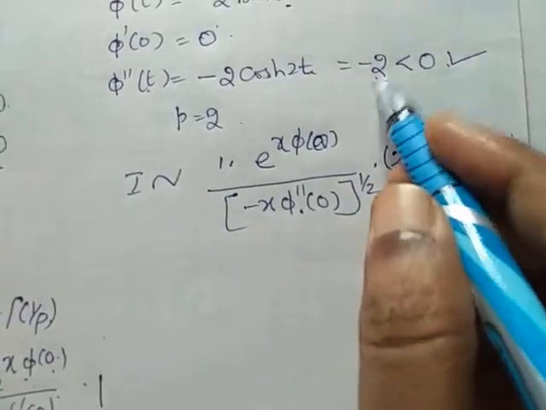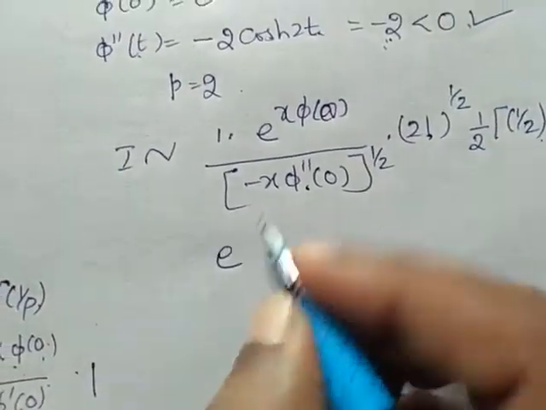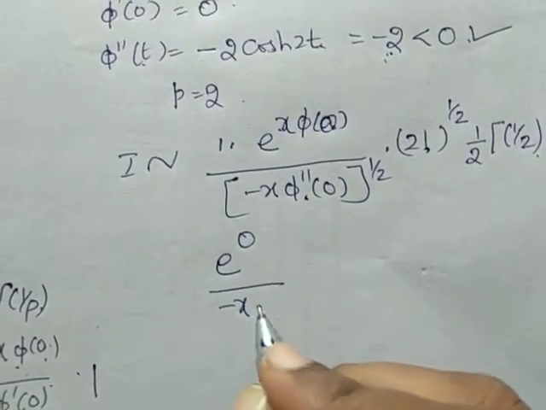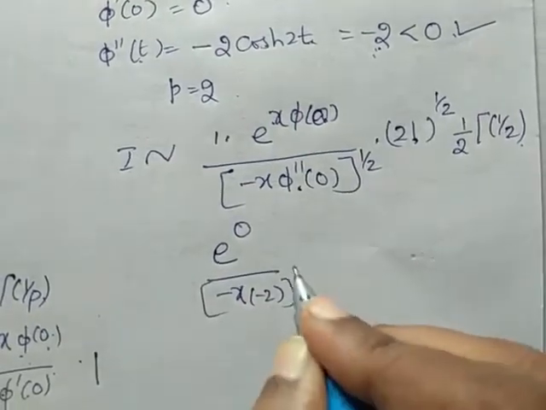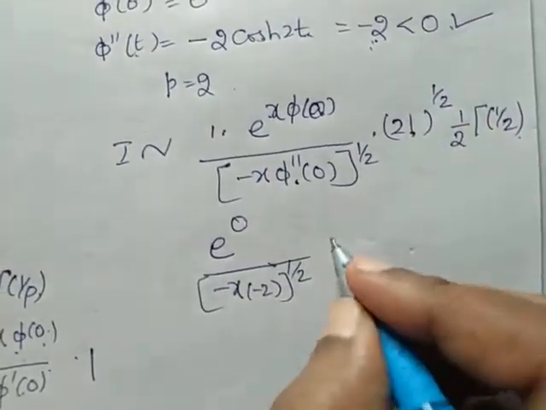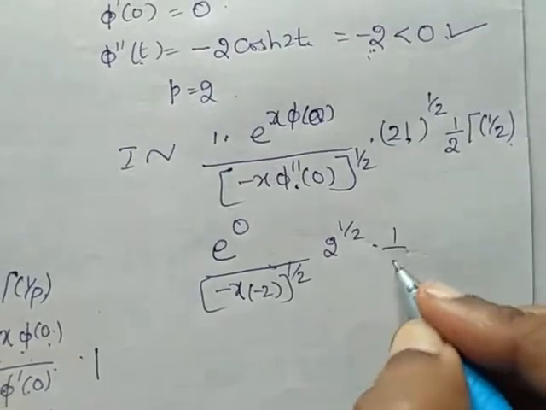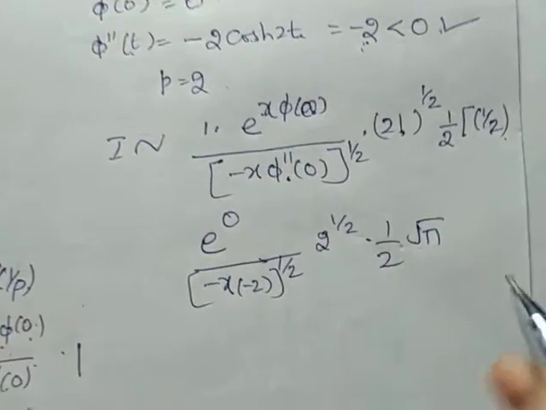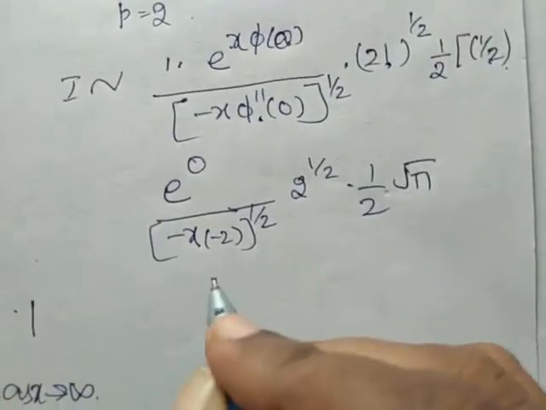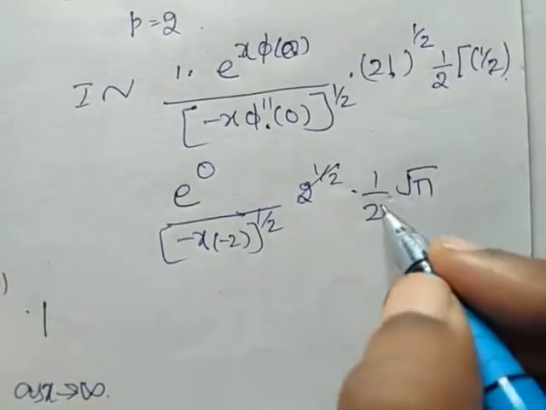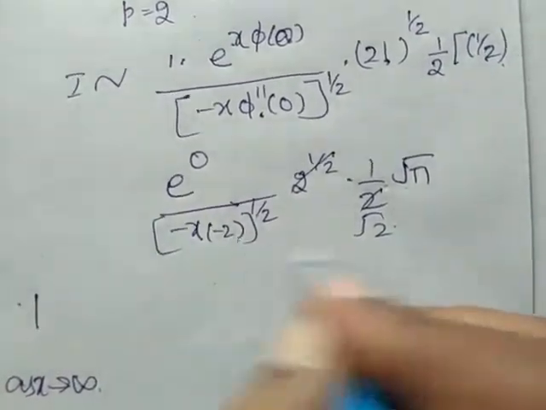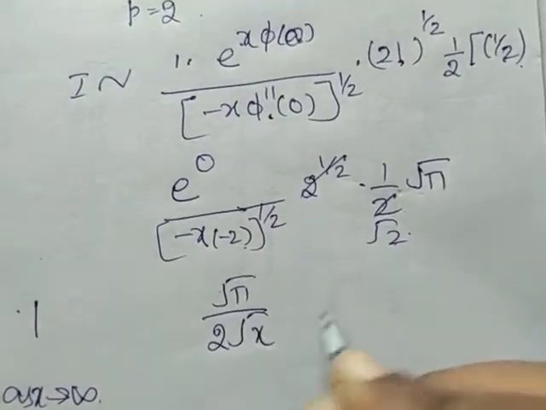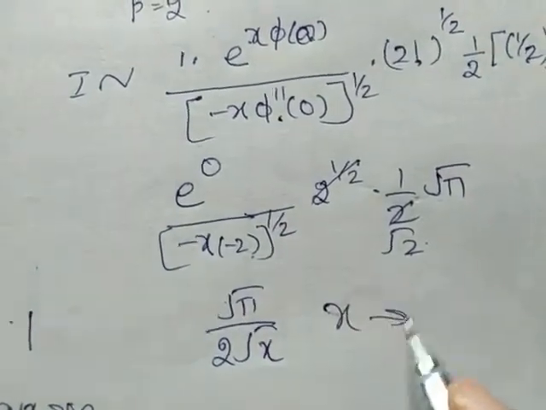Phi double dash of 0 is minus 2. Therefore, we will have e power phi of a is 0 by minus x minus 2 to the power half. This is nothing but 2 power half. 1 by 2 into gamma of 1 by 2 is root pi. So, we will have the solution. This becomes root 2. Root 2 and root 2 is 2 itself. Root pi by 2 into root x. This is our solution when x tends to infinity.